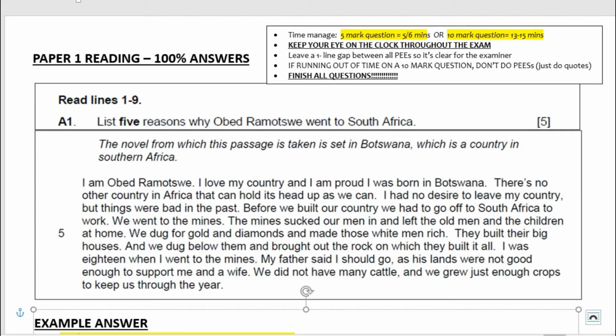And the main one is finish all the exams. Make sure you come out of your exams and you've finished all of them. Okay, and the main way to do that is be strict with yourself and keep looking at the time.